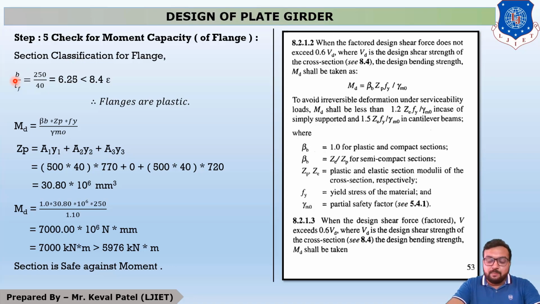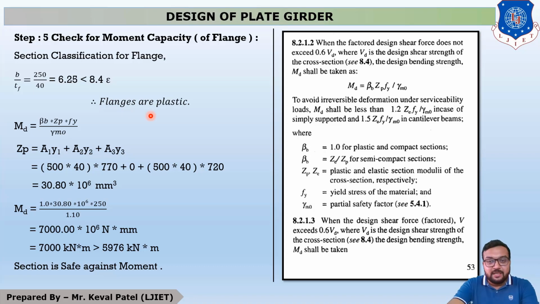Now what is b? b means the width of flange divided by 2. This clarification is given on page number 19, in which there is a first figure. Okay, so our width of flange is 500 mm, therefore your value of b is bf by 2, so it is 250 divided by 40, which gives the answer 6.25. Now this 6.25 is less than 8.4 epsilon. It means your selected section is in plastic class.